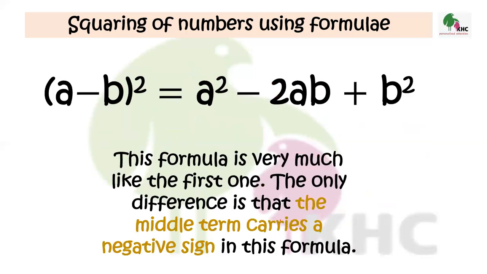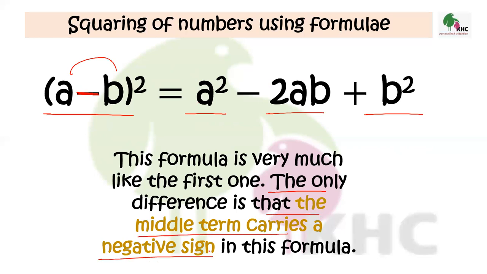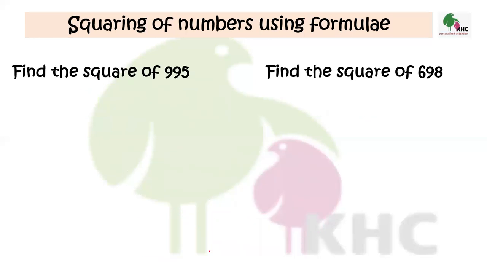There is a similar formula. The second one is based on the difference of two numbers. Whenever you have this negative term in between the two terms, you square the first term, you square the second term as well, and the middle term will just become negative. The only difference is that the middle term carries a negative sign in this particular formula, whereas in the previous one it was positive.